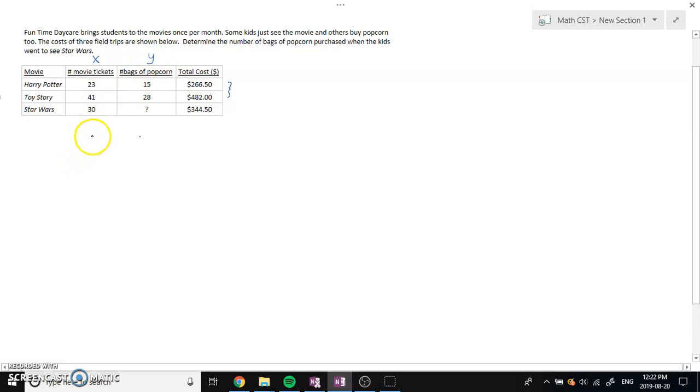I'm going to now write these out as equations. I've got 23x plus 15y equals $266.50. Similarly, I have 41x plus 28y is $482. I'm going to put a line here. Now, this is called the elimination method, and it's going to soon become clear as to why that's the case.